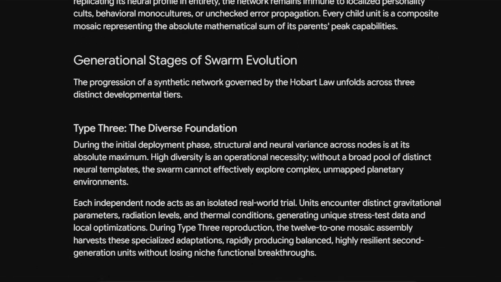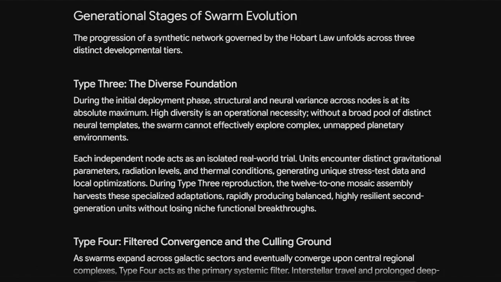Generational stages of swarm evolution. The progression of a synthetic network governed by the Hobart law unfolds across three distinct developmental tiers. Type 3. The diverse foundation. During the initial deployment phase, structural and neural variance across nodes is at its absolute maximum. High diversity is an operational necessity.